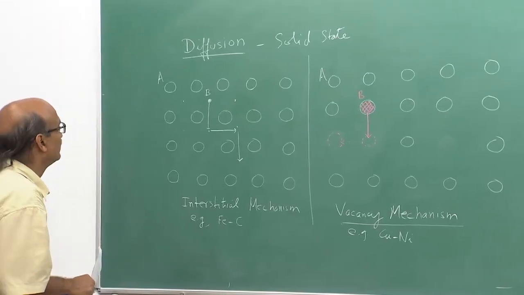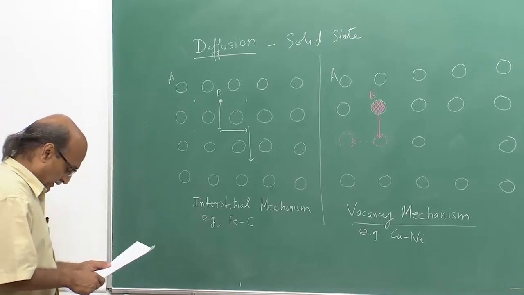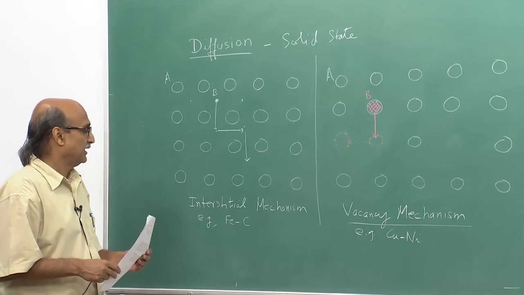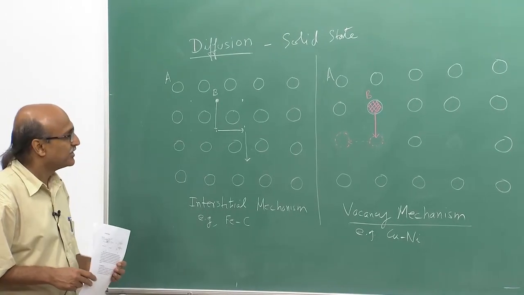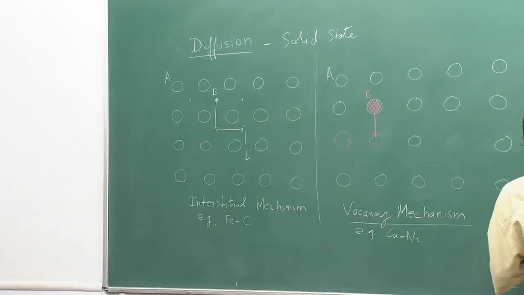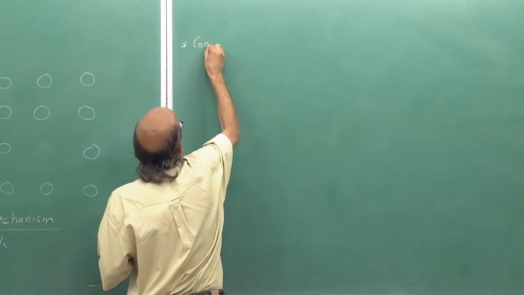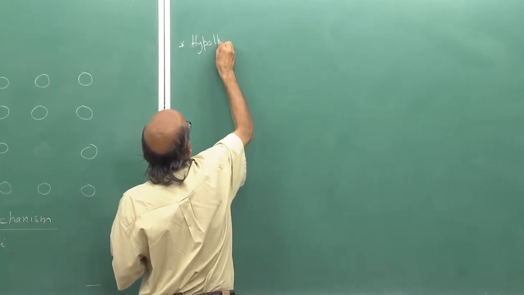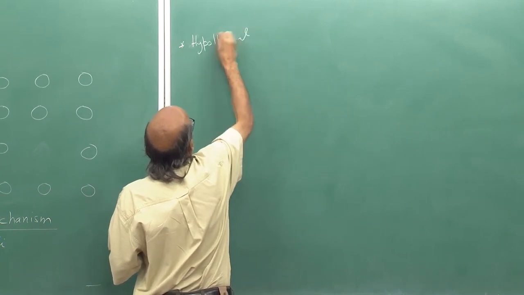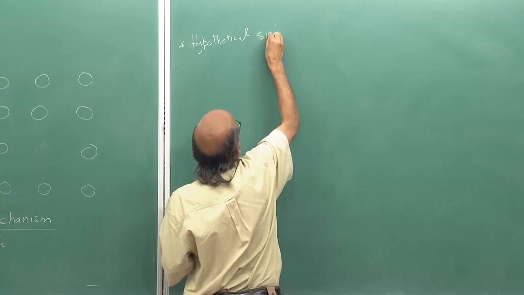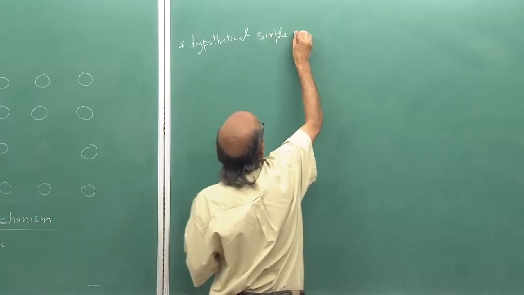Now let's look at a quantitative picture of diffusion, how we can develop relationships for diffusion in order to determine the kinetics of diffusion. So consider a hypothetical cubic crystal, in fact I'll say a simple cubic crystal to keep things simple.